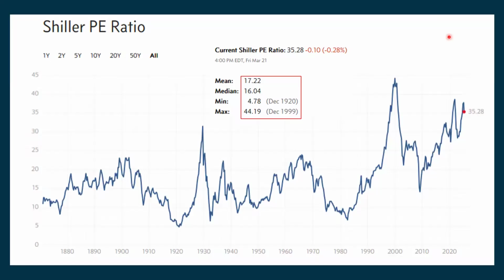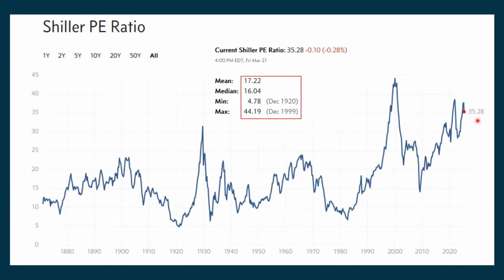Now, Robert Shiller came up with a variation of what I just talked about. Instead of just looking at earnings as they're released and compared to price, he smooths it out over a period of time called the Shiller PE ratio. And he's coming in right now at 35.28. Well, that's also well above that 10, 15, 20 scale.